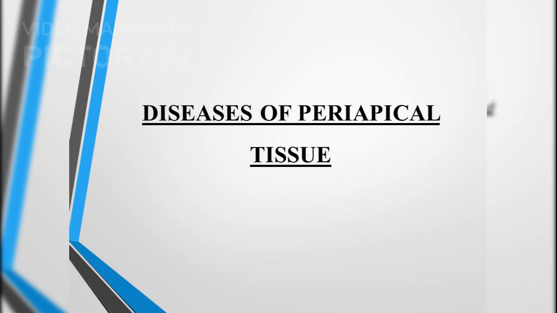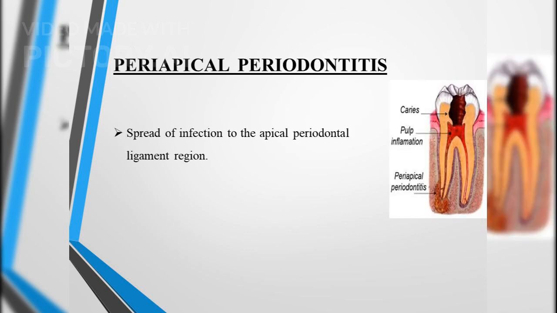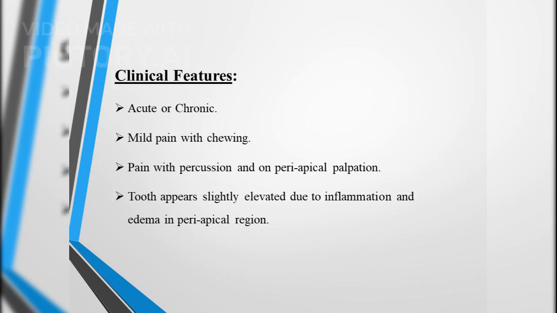Let's explore the various diseases affecting periapical tissues, which are crucial in understanding dental health and pathology. Periapical periodontitis involves the spread of infection to the apical periodontal ligament region, often resulting from untreated dental caries. This condition can be acute or chronic, presenting with mild pain during chewing and percussion. The tooth may appear slightly elevated due to inflammation.